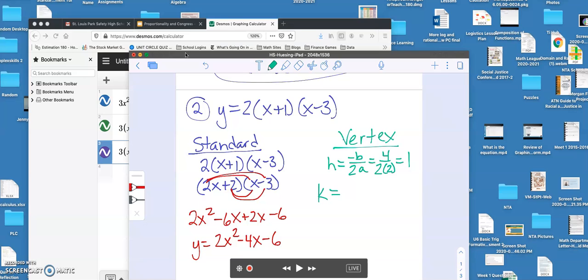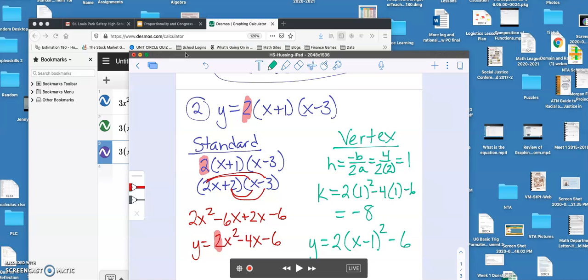Plug that in to get our k value, so 2 times 1 squared, minus 4 times 1, minus 6. So let's see, 2 minus 4 is negative 2, negative 2 minus 6 is negative 8. And so we have everything. y equals, again, our a value is the same in all of these, so 2 times x minus 1 squared minus 8.